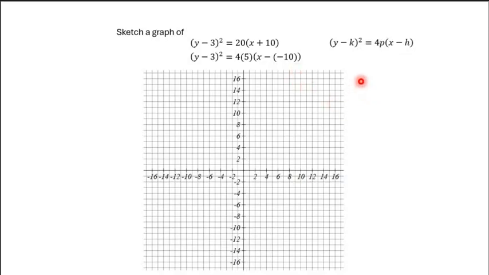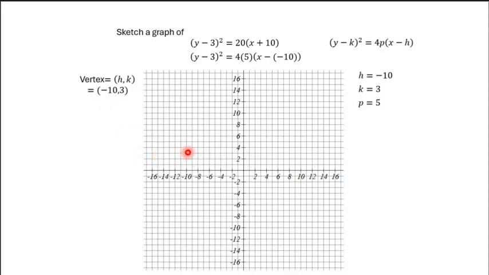So I can identify h, because this is x − h, so h has to be −10. I can identify k, because this is y − k, so k has to be the value 3. And there I can find the vertex of the parabola. The vertex of the parabola is the point (h, k), which in this case is (−10, 3). I'll just plot that point, (−10, 3), in the coordinate plane. And I see here I factored the 4 out of 20, leaving the value of p to be 5. So p is equal to 5, and the focus of this parabola is 5 units from the vertex along the axis of symmetry, which in this case is horizontal.